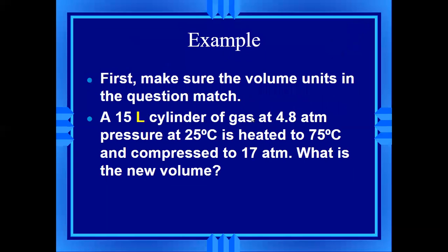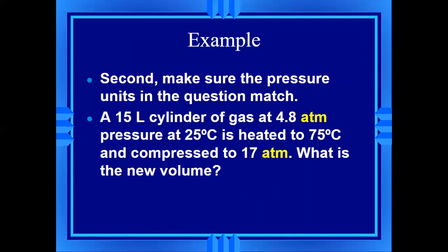The very first thing we have to do is make sure that our volume units match. Typically in chemistry, volume is going to be given to you in liters and sometimes milliliters, so you want to make sure they're all in the same units. We have a 15-liter cylinder. That's the only volume provided in this problem, so we're good. 15 liters, we're good.